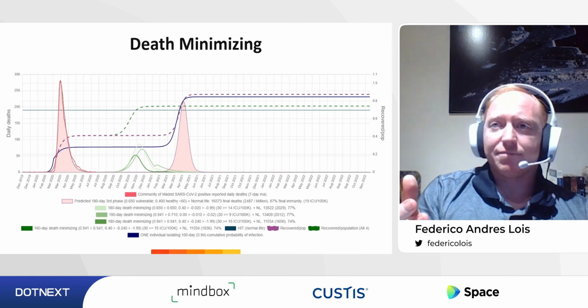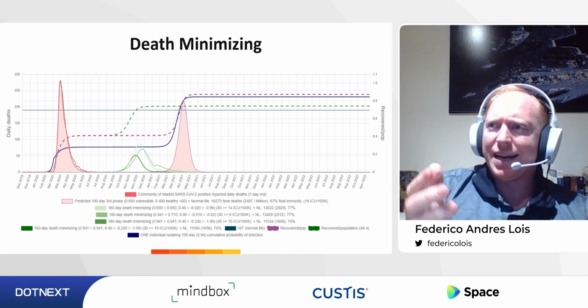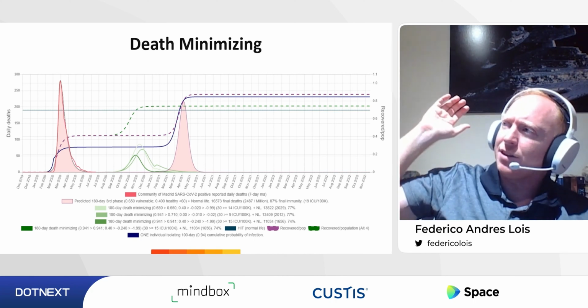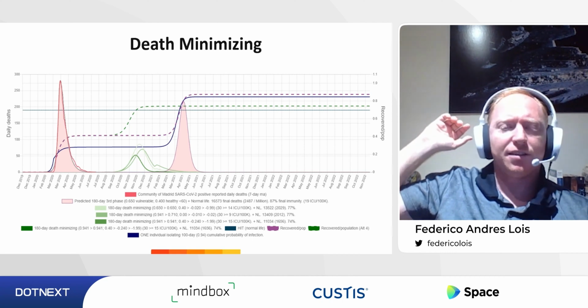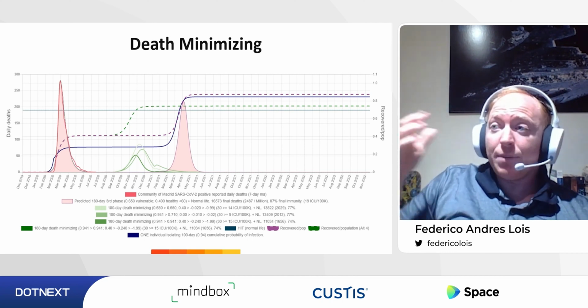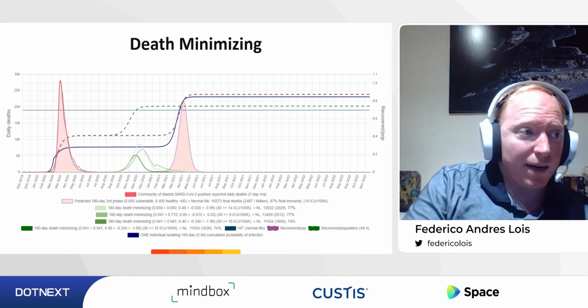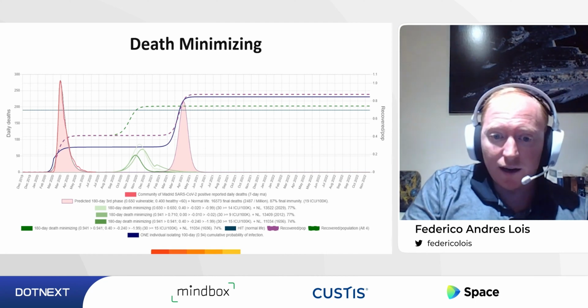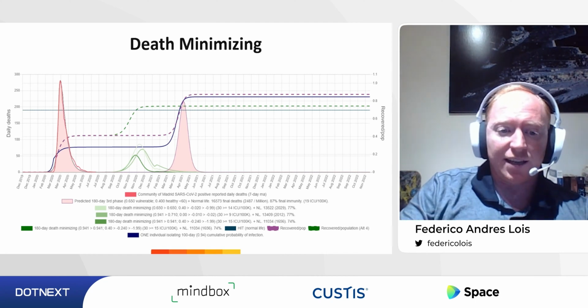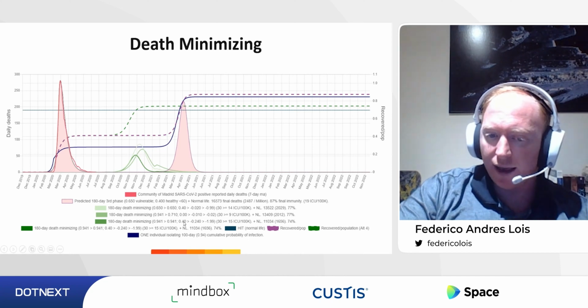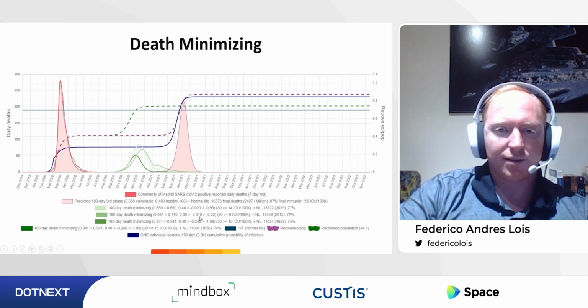It took us like 15 days to figure out, hey, we can actually let the death minimizing algorithm find solutions with negative, which means that's coronavirus parties. Okay, so essentially what it's saying here is that if you want to minimize death, you need coronavirus parties.